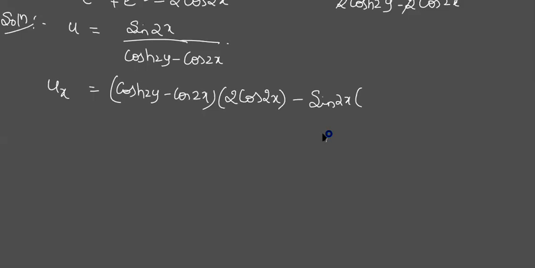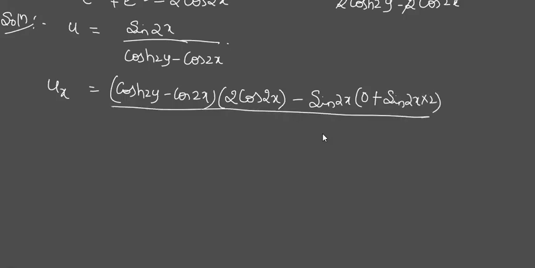What is the cos hyperbolic 2y derivative? 0, since it is with respect to x and the y term is there, it becomes 0. Be careful. Cos 2x derivative? Minus sine 2x into 2. Okay, now you are right. Divided by the denominator square, isn't it?